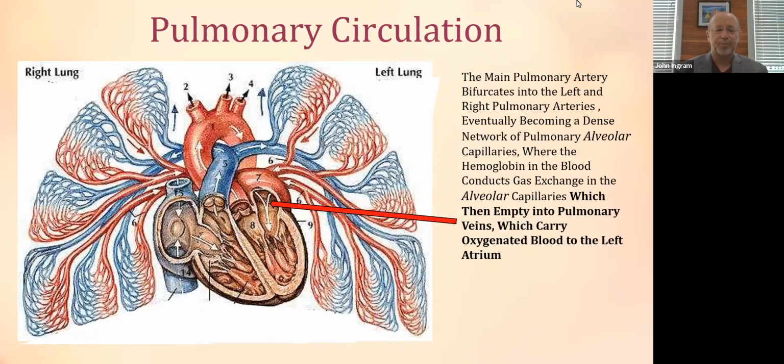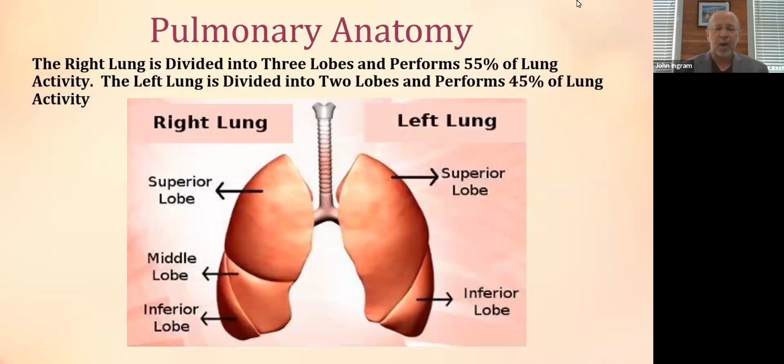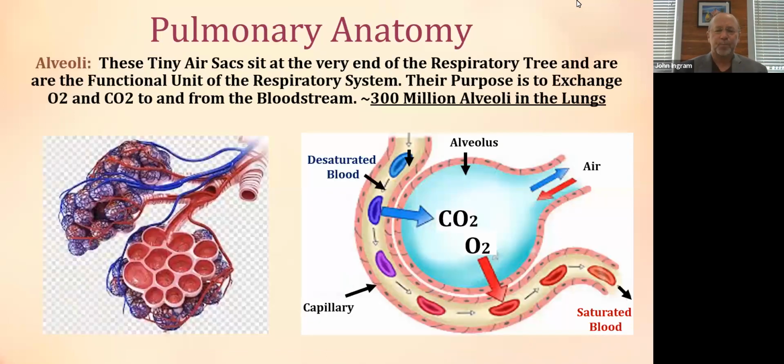So when we look at the right lung and the left lung, the right lung is divided into 3 lobes, and it's larger and therefore performs 55% of the lung activity. The left lung is divided into 2 lobes and therefore performs 45% of the lung activity.